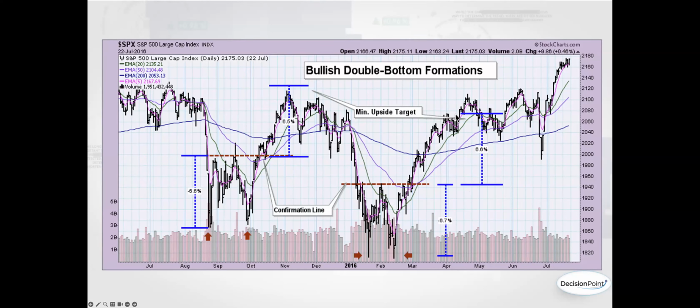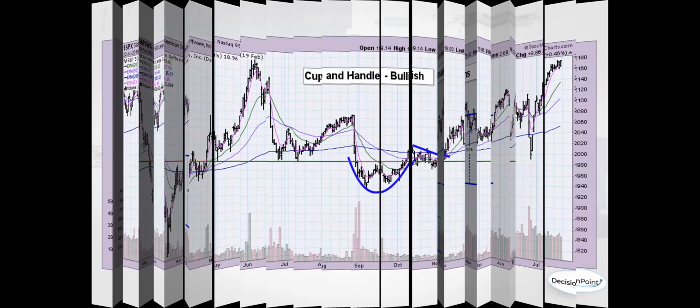In the case of this particular chart, you did get above that minimum upside target, did end up falling after that, but the pattern fulfilled as expected. I'm trying to think if there's anything else I want to say about this chart before I move on. I think that covers it. But I love the double bottom.